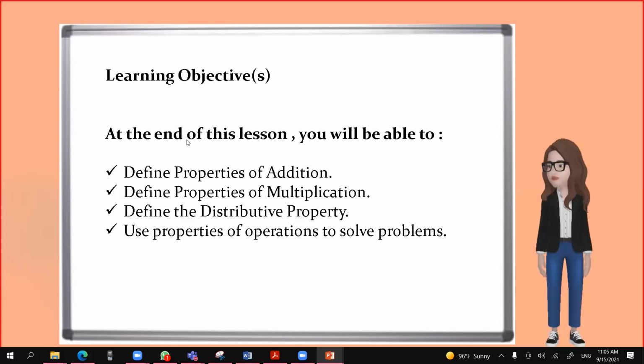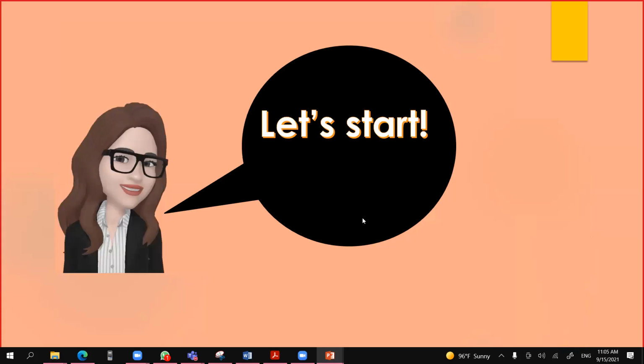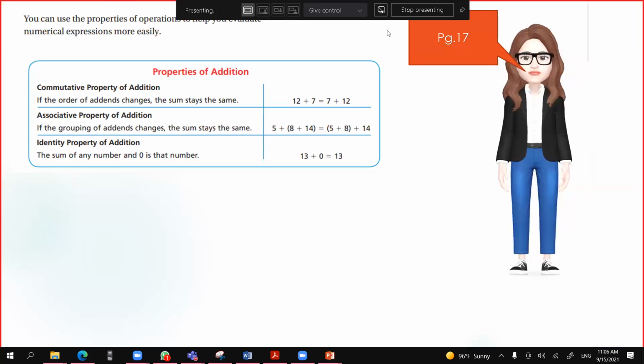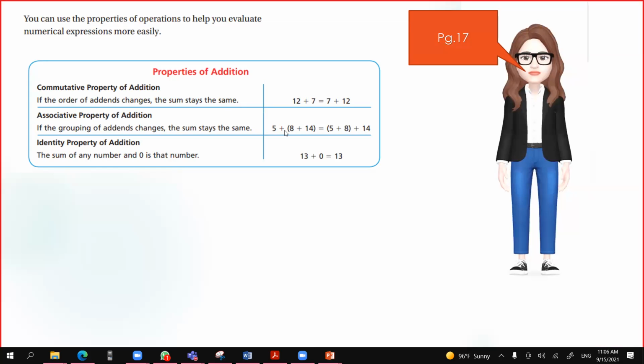Now, at the end of this lesson, you will be able to define the properties of addition, the properties of multiplication, the distributive property, and use the properties of operations to solve problems. Now, let's start with the properties of addition. As you know before, we have 3 properties of addition: commutative property, associative, and the identity property of addition.